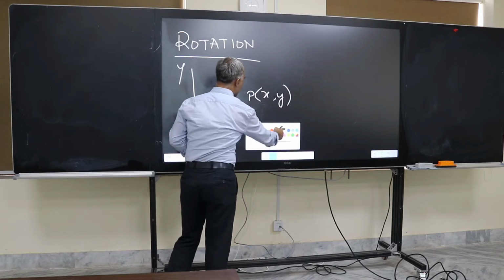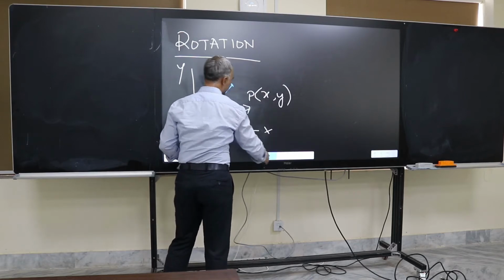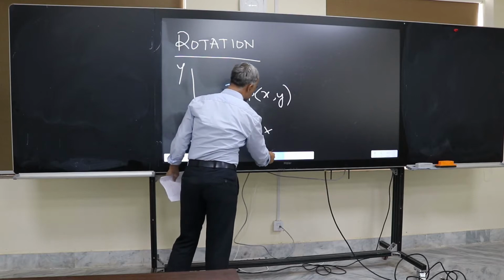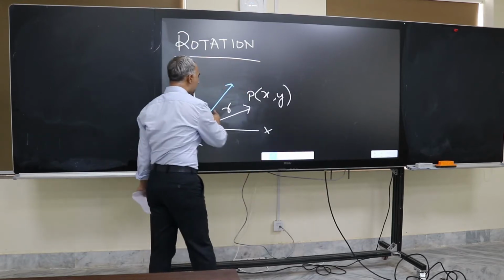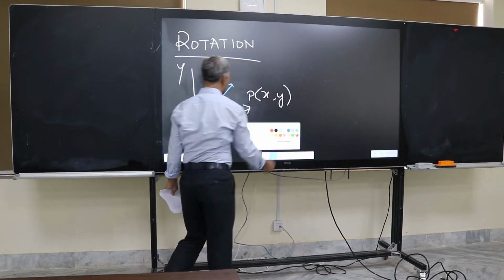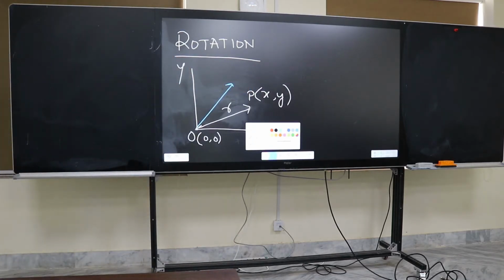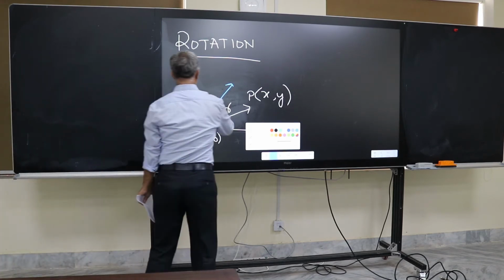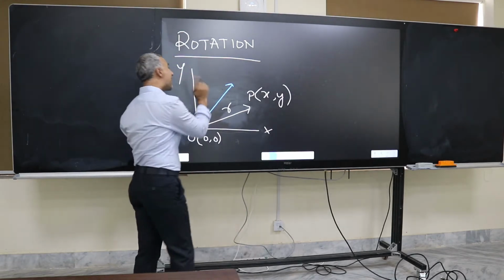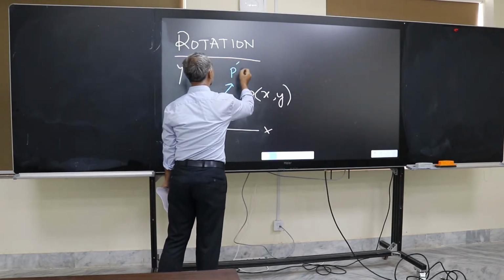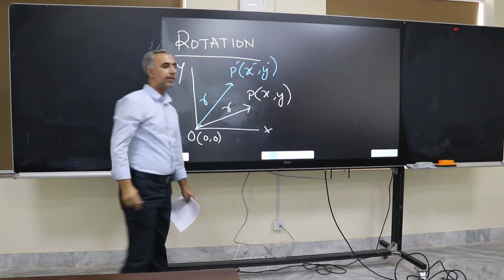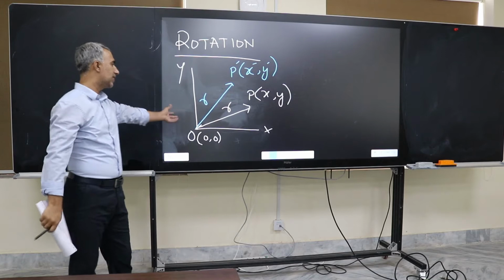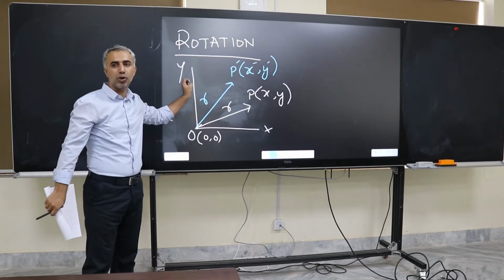Remember the length of the original vector, R. After rotation, what will be the length? Brilliant! It should be the same, R. But the point will be changed, that is P prime. Yes, direction changes. It is the kind of thing we are talking about in rotation.